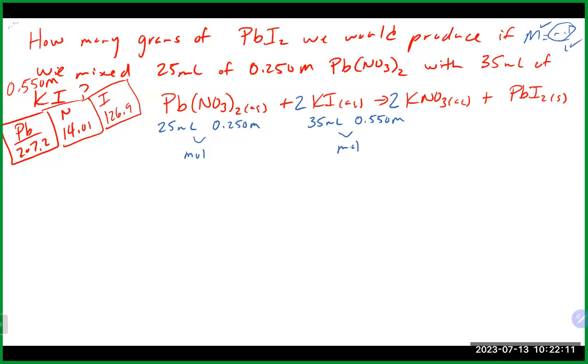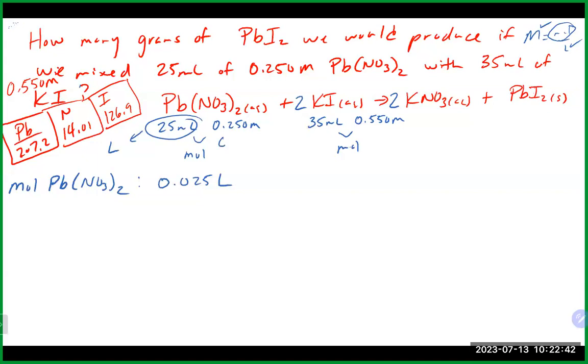At this point, the second part of this calculation is really the same, except that instead of using grams and molar mass to get the moles, we're going to use the volume and the molarity to get the moles. So to get the moles of our lead 2 nitrate, remember that we do need to convert our milliliters into liters. So you're going to divide by 1,000 or move the decimal place, and that will get you 0.025 liters.